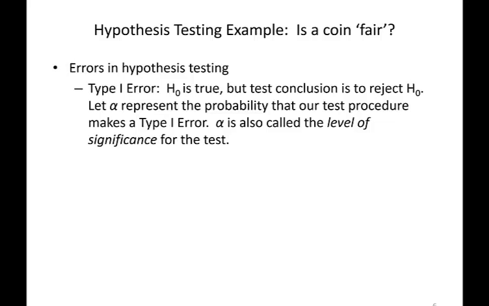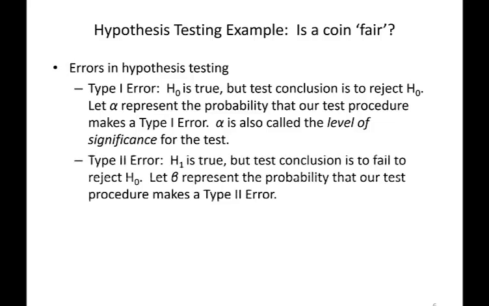So the probability of a type 1 error is called alpha, and it's also called the level of significance for the test. The other type of error that we can have is when the alternative is true, but we don't reject the null hypothesis. And we're going to call that beta. So beta is the probability of a type 2 error.